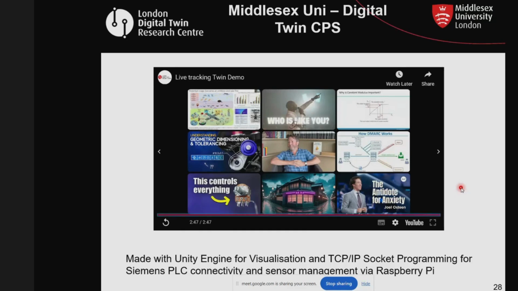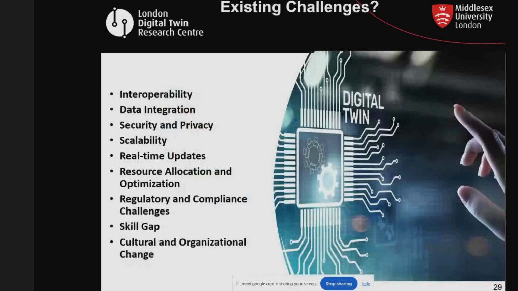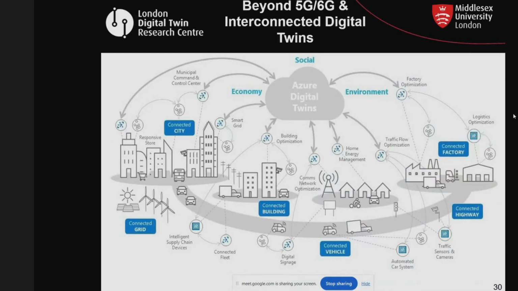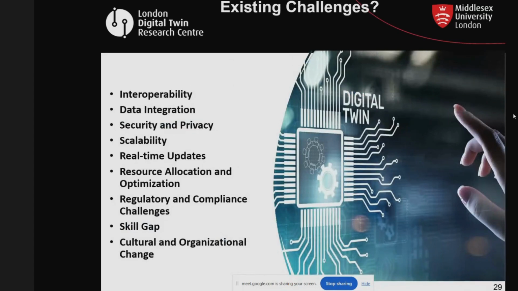So, lastly, what are the existing challenges that exist within the research community for digital twins? Interoperability. Everybody wants to have their own version of the pie of digital twins, but where is the interoperability? If I want interoperability, I need to create multiple other interfaces, which is where the challenge lies.